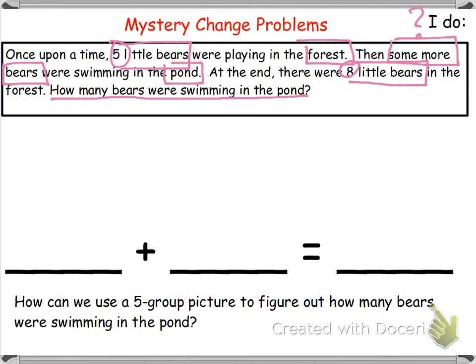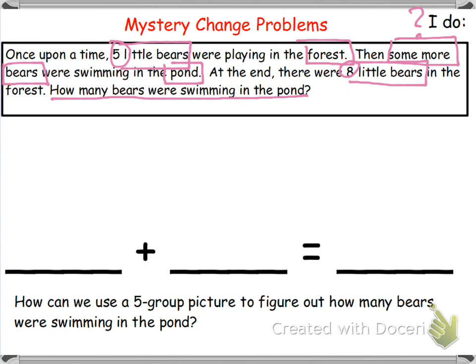So I'm going to box in pond to know that they were in the pond, where the 5 little bears were in the forest. They all were in the forest, but the 5 little bears were just playing in the forest, and these some more bears were actually swimming in the pond. So that's the difference between those two. And at the end, there were 8 little bears that were in the forest altogether. How many bears were swimming in the pond?